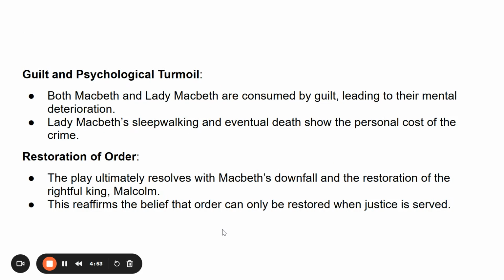Guilt and psychological turmoil. Both Macbeth and Lady Macbeth are consumed by guilt, leading to their mental deterioration. Lady Macbeth's sleepwalking and eventual death show the personal cost of the crime.